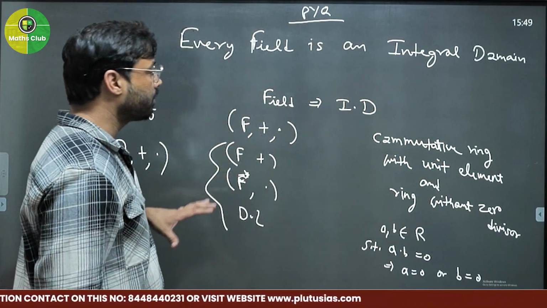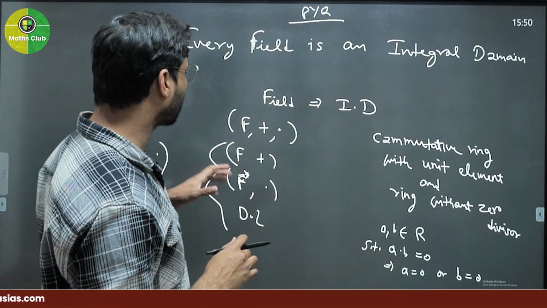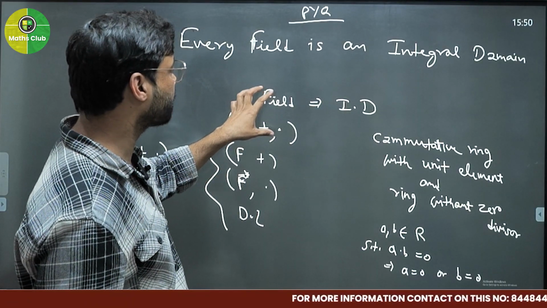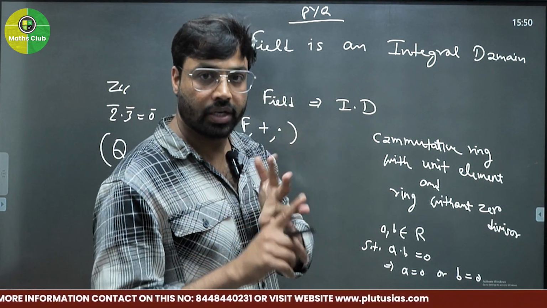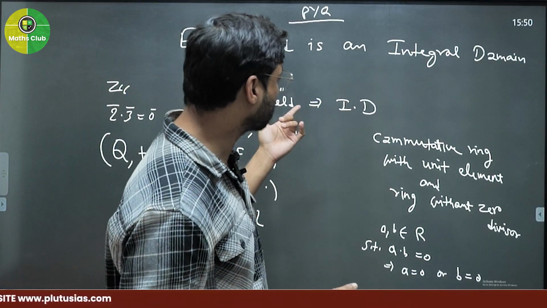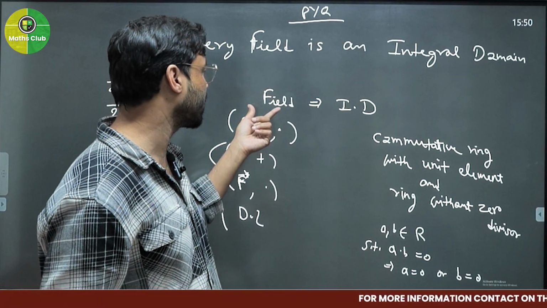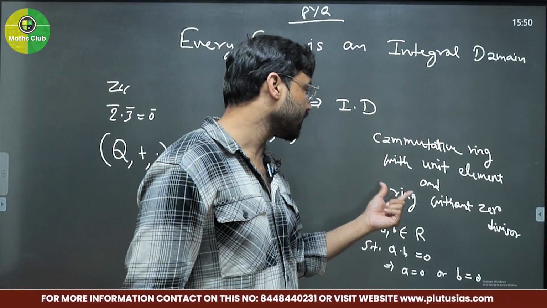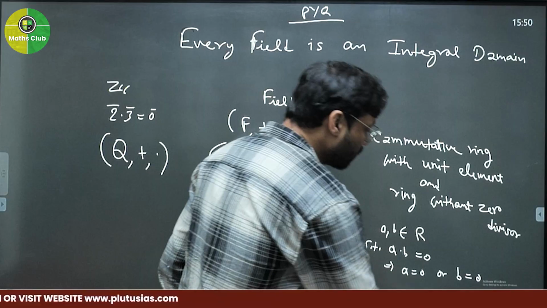And what is a field? A field is also a ring, but in a field all the properties hold. If F is a field, then obviously we can say that the field is a commutative ring with unit element. So what remains? If you take F as a field and you have to show that F is also an integral domain, then it only remains to show that it is a ring without zero divisors. So now we'll see the proof.